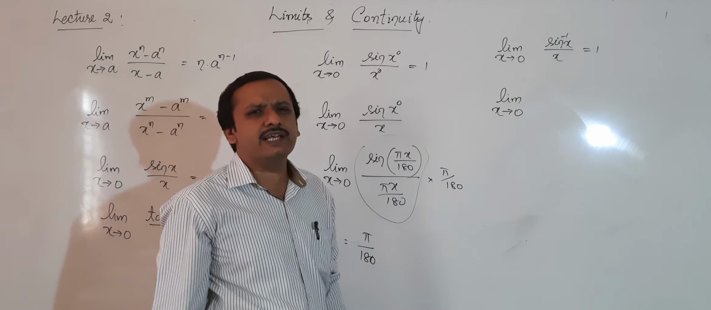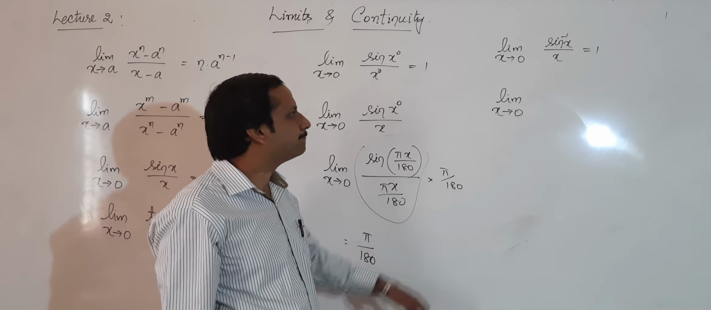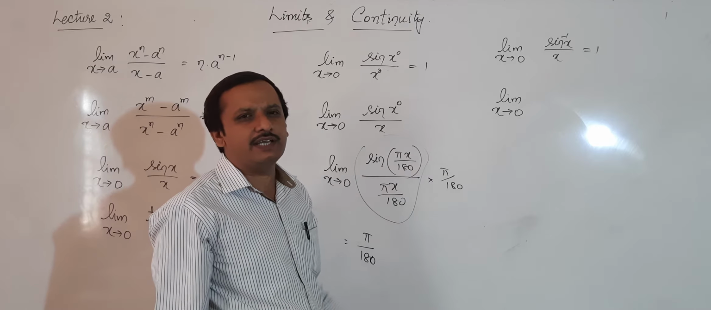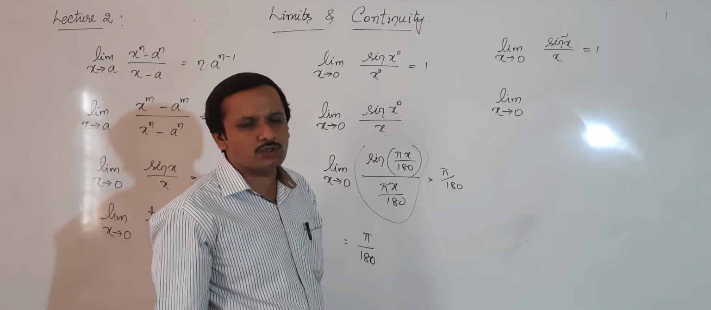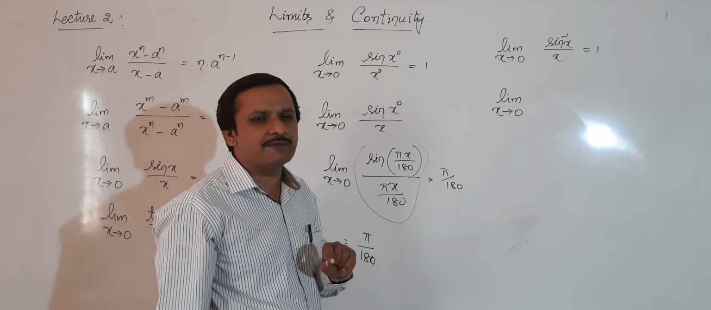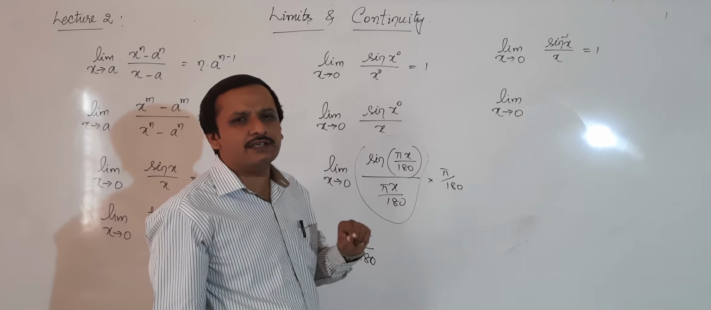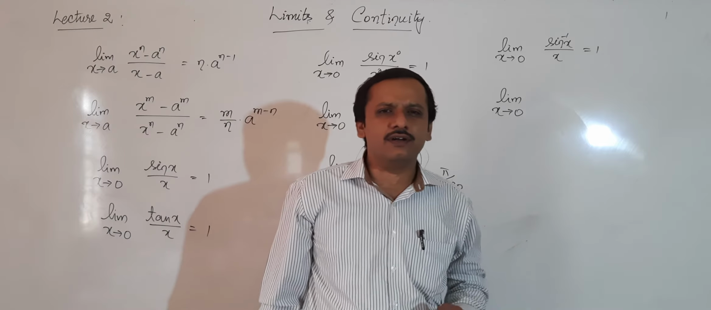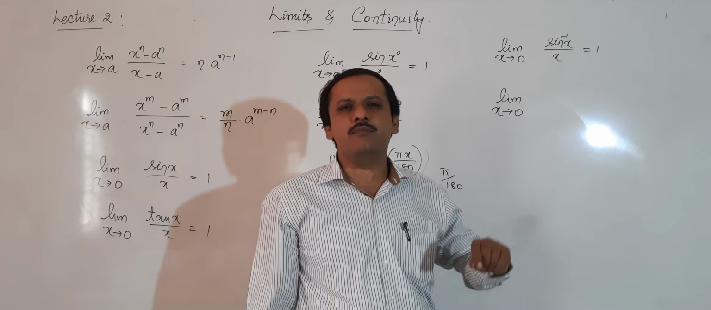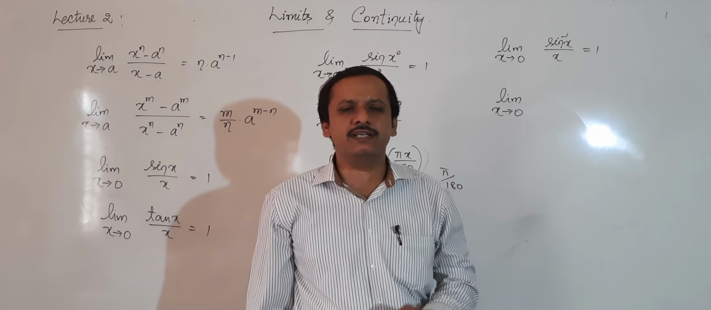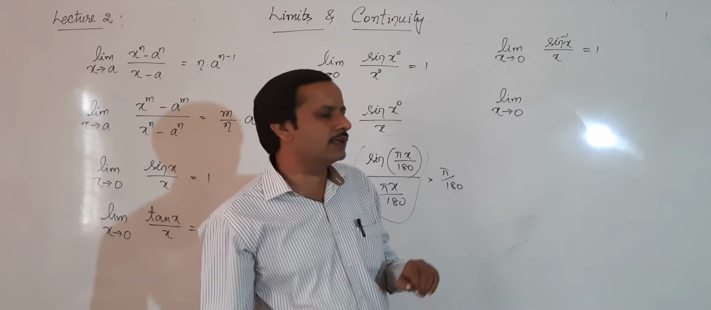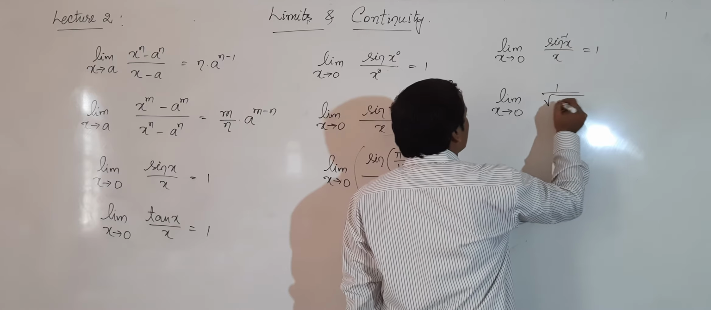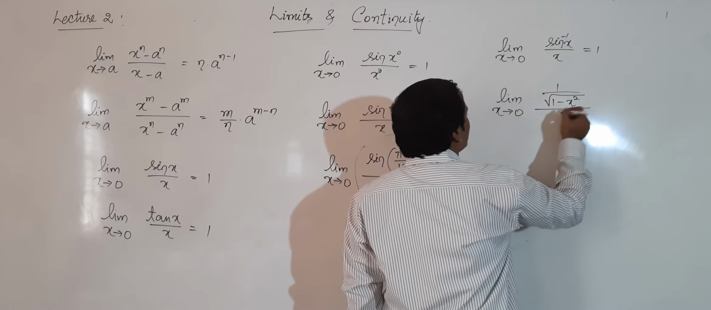If it is of the form 0 by 0 or infinity by infinity, then we will use L-Hospital's rule. What is L-Hospital's rule? What does it say? It says that whenever the limit is of the form 0 by 0 or infinity by infinity, then you can differentiate both the numerator as well as denominator separately, not by using quotient rule. Separately you differentiate. Derivative of sin inverse x is 1 by root of 1 minus x square divided by derivative of x, which is 1.